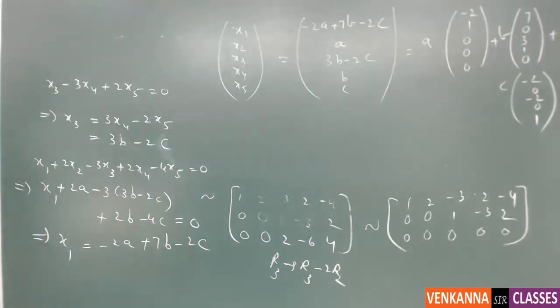So the three vectors are (-2, 1, 0, 0, 0), then (7, 0, 3, 1, 0), and then (-2, 0, -2, 0, 1). So these three vectors are nothing but a basis. You can observe that they are linearly independent. You cannot write one vector as a combination of the others. Since we have three vectors, the dimension of the solution space is 3.